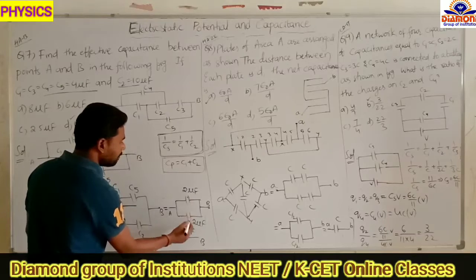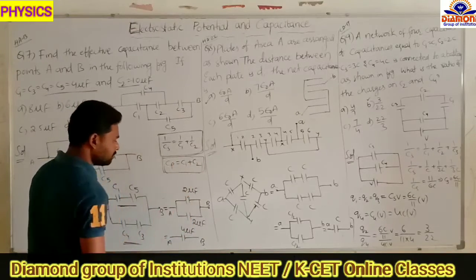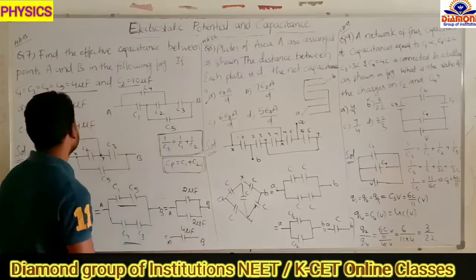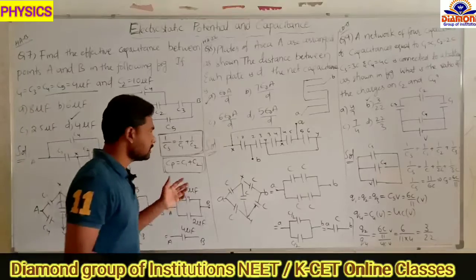Now these two are in parallel combination. In parallel combination, the total capacitance equals C1 plus C2. Add up 2 plus 2, 4 microfarads. So the answer is 4 microfarads. Easy problem, solve it. You may get this type of problems.